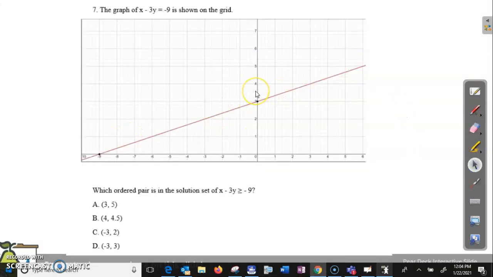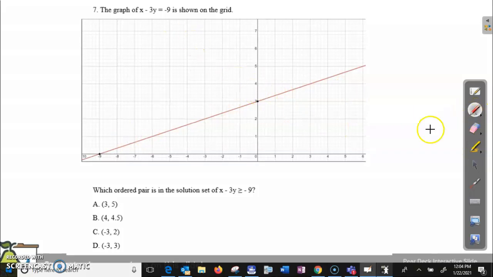Here we go. This one's going to give you problems. Whenever you're doing this question right here, this is what you need to remember. First off, look at this equation right here. You have to solve it. Remember, you got to make it into beginning with y. So x minus 3y greater than or equal to -9. We got to solve it.